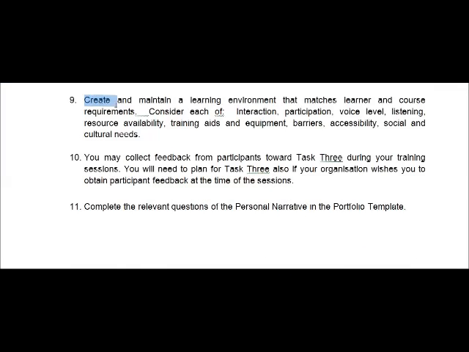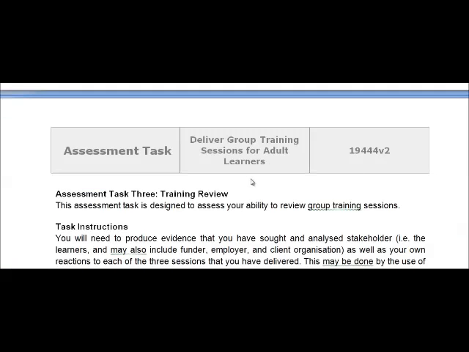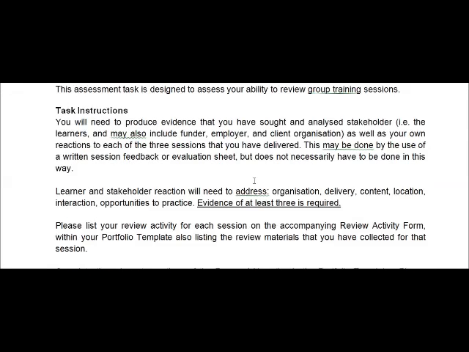You have to create and maintain a learning environment that matches learner and course requirements. So think about interaction, think about your voice level, think about cultural and social needs, and you'll need to collect feedback from your participants, okay, as well for each training session. Alright. So let's have a look at task 3. The last part is you just reviewing each session.